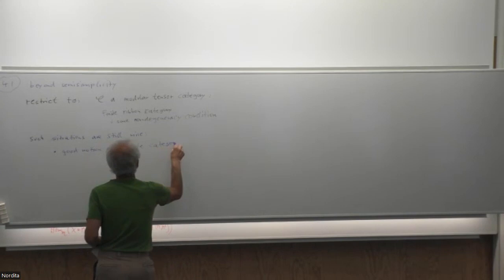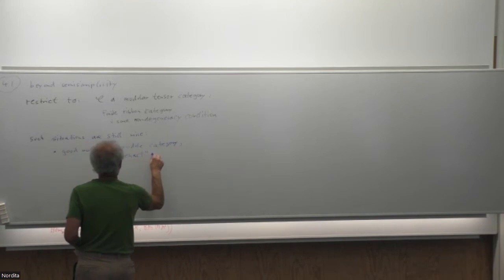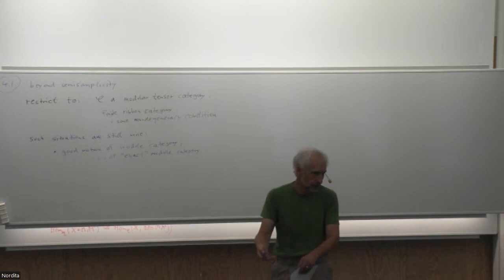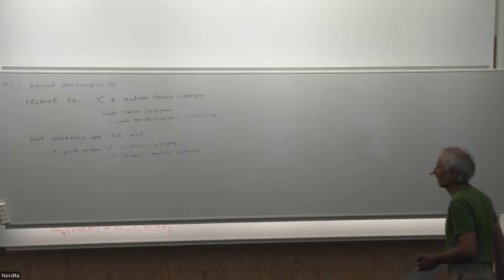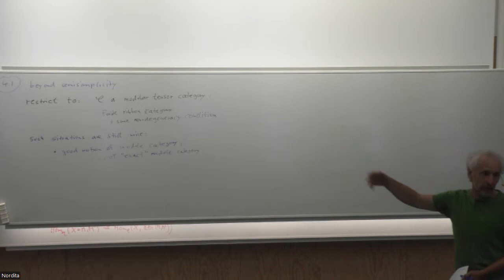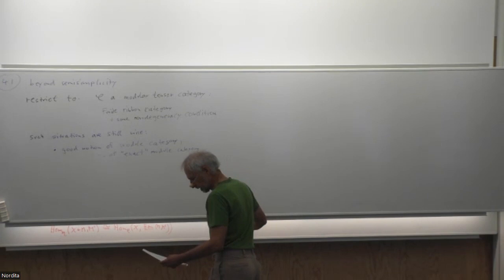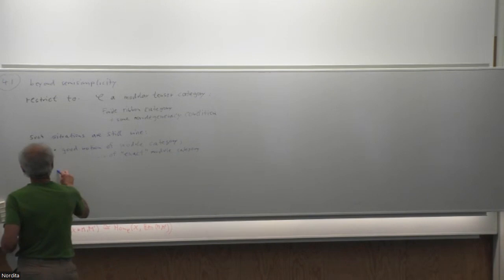And also of what is called an exact module category. I don't want to define it, but in the semi-simple case, you also want to have your module categories to be semi-simple. Even over semi-simple categories, you can have non-semi-simple module categories, similar as for algebras, but you take semi-simple ones. Now that doesn't make sense anymore here, but there is a substitute for that. That's the notion of exact module category. Some other things which I don't want to specify now, maybe one of them I will mention soon.